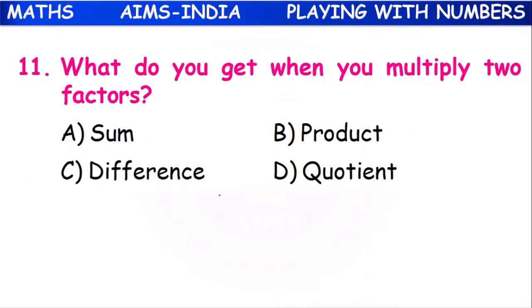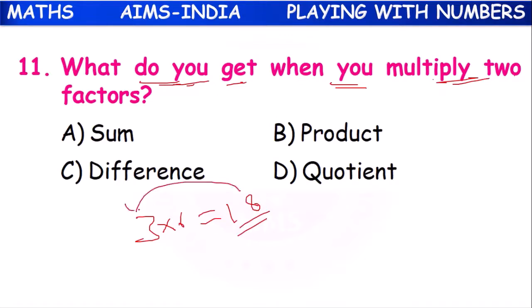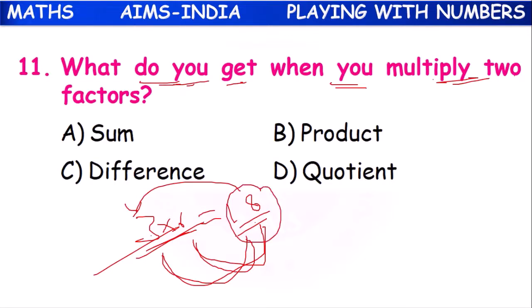Next one, 11th one. So, what do you get when you multiply two factors? Suppose 3 and 6 are there, if you multiply, we will get 18. What is 18 here? 18 is the product of two factors, and these two terms are called factors of this product. 3 is a factor of 18, 6 is a factor of 18. But 18 is the product of 3 and 6. Okay, so B option, product, is the correct answer.